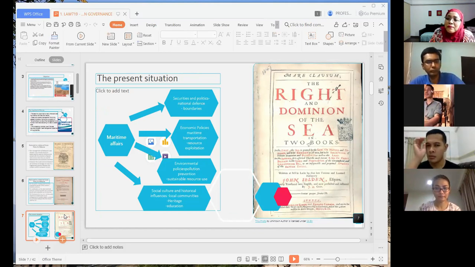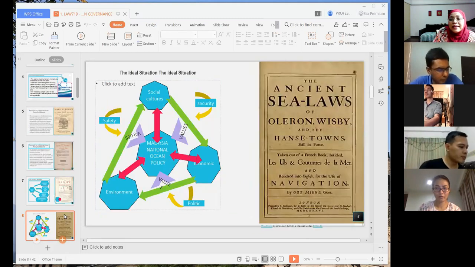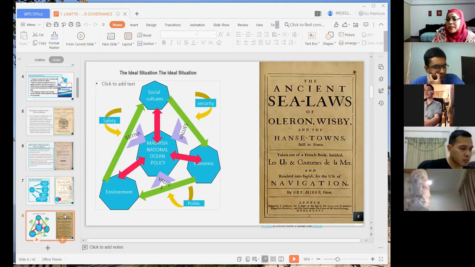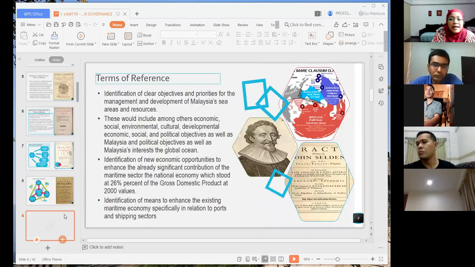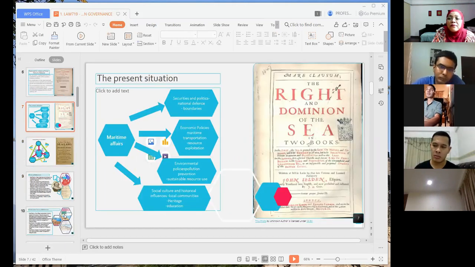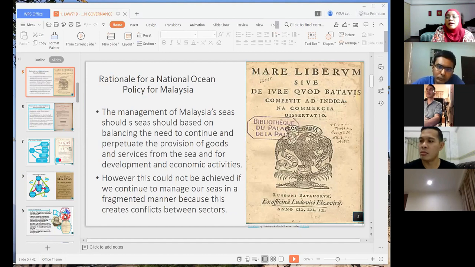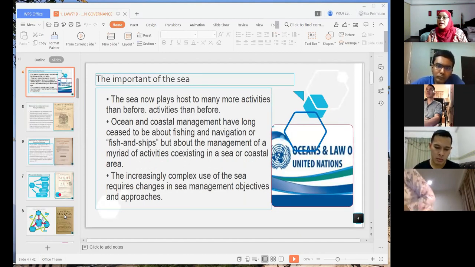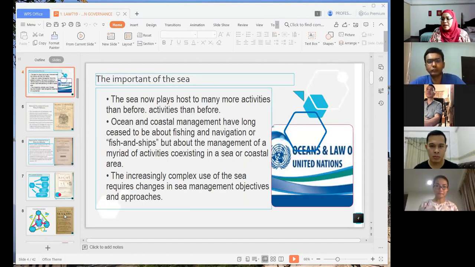So the rules of admiralty, the Domino of the Sea. That is sea law, that is the Oleron, that is also the basic of admiralty that governs the rule on the high sea. Those are the books that bring in or develop the first rationale of having a governance to the sea. Now, any questions?